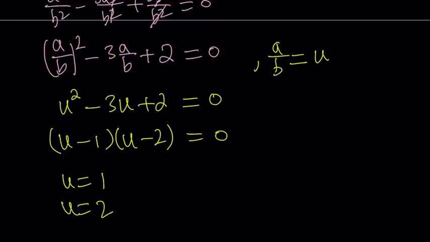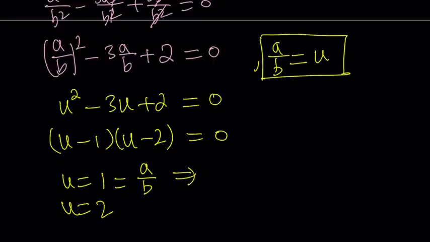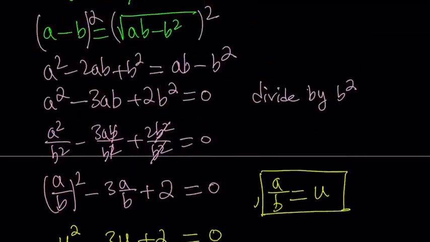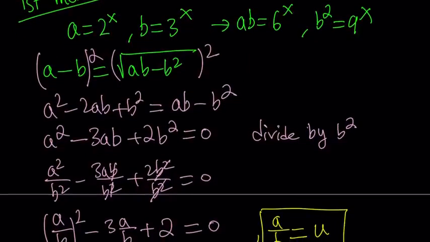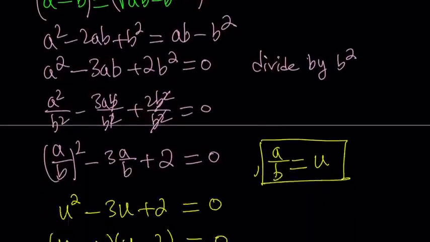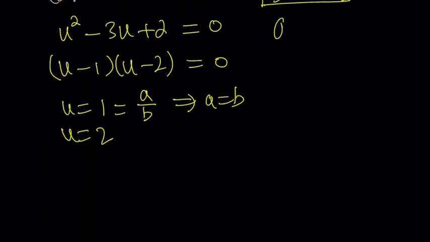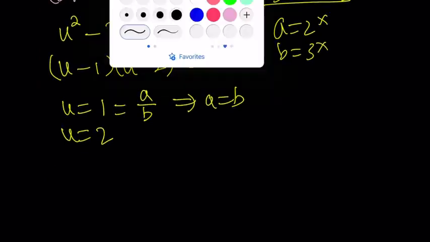But what is u? U is a over b. So let's go ahead and back substitute that. If a over b is 1, that means a is equal to b. Okay, great. What is that supposed to mean? Well, we have the equation. Remember what our naming convention was. We said a equals 2 to the power x and b equals 3 to the power x. So let's rewrite it here. A equals 2 to the power x, and b equals 3 to the power x.